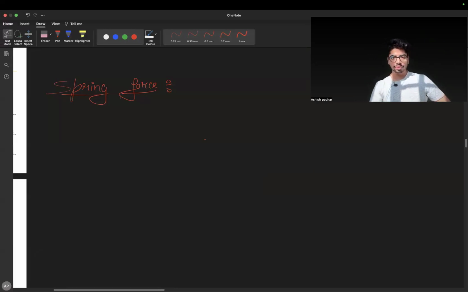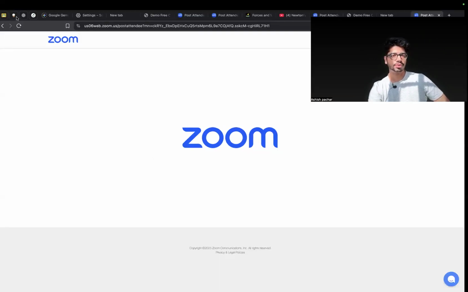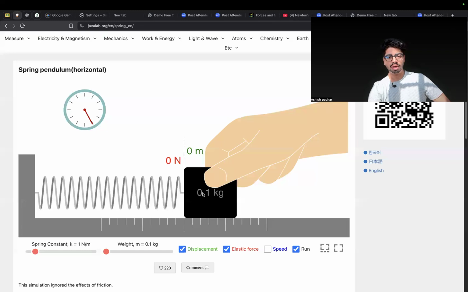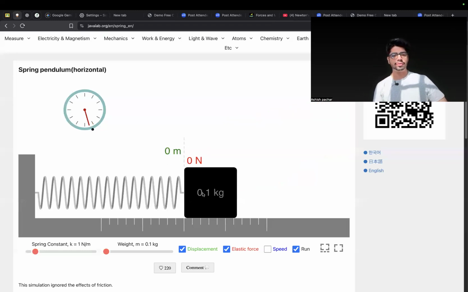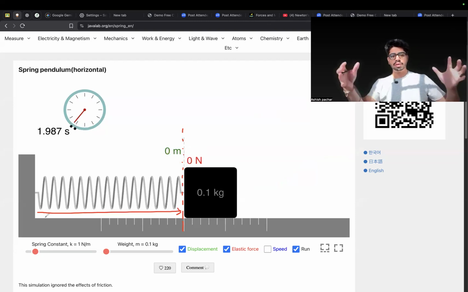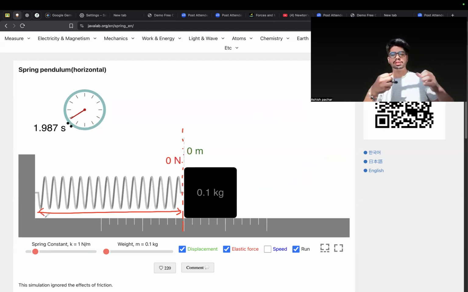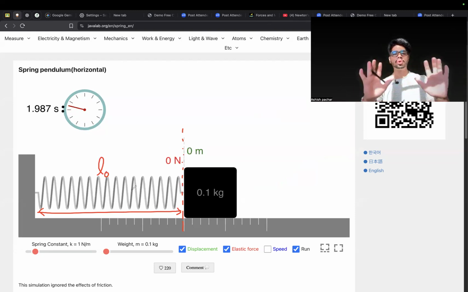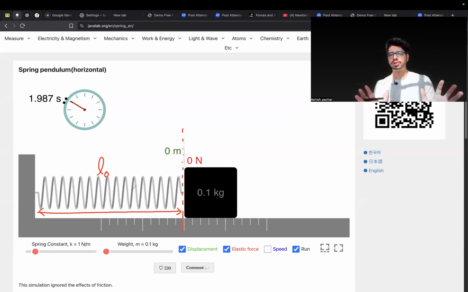So when you try to pull it, let me show you. Right now, this is what we call equilibrium, where the net force acting on the system is zero. This position is the natural length of the spring. It is neither compressed nor stretched. There is no energy stored in the spring right now because it is not stretched. We call this the equilibrium position.